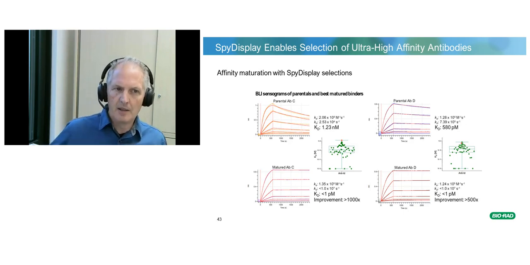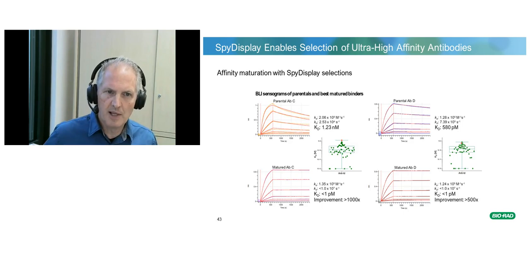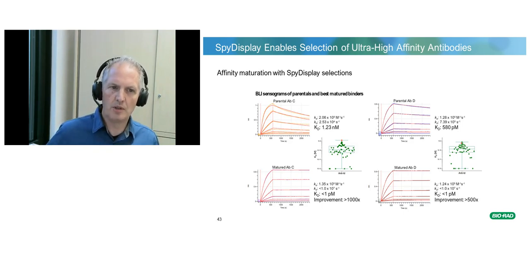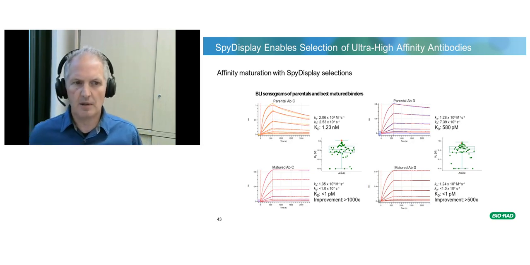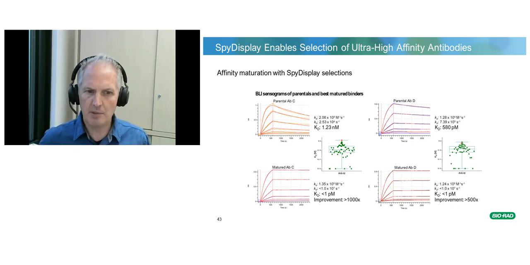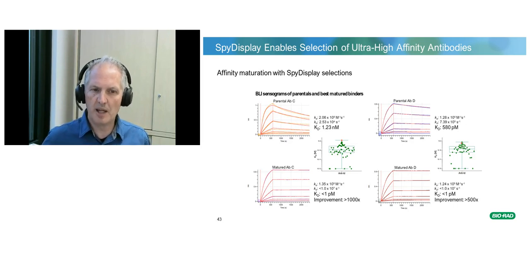Here's a slide which shows an affinity maturation selection. With this slide, I basically want to show or emphasize how well the SpyDisplay selection platform works. In the last over 30 years, a lot of modifications and improvements of phage display have been published. But there are also quite some which have been published and then never seen again, because they basically do not really work so well.